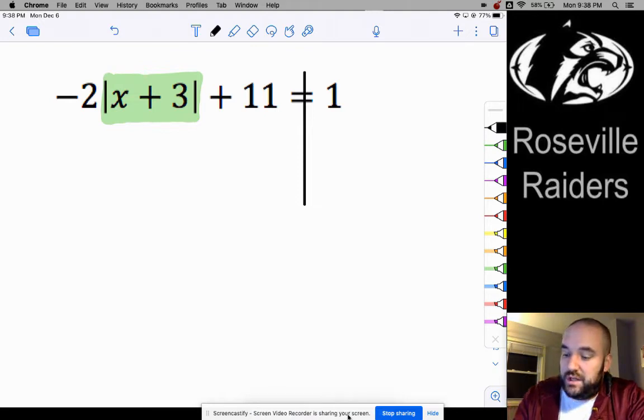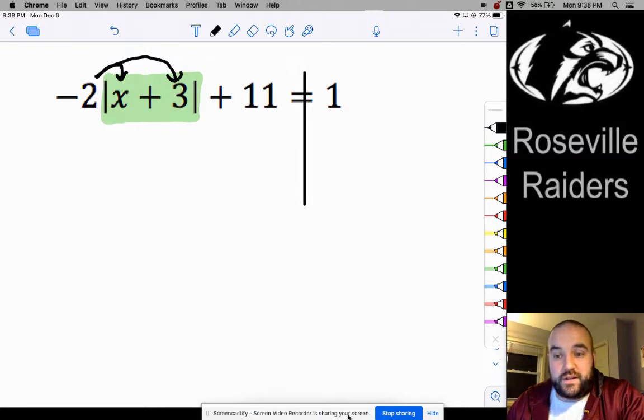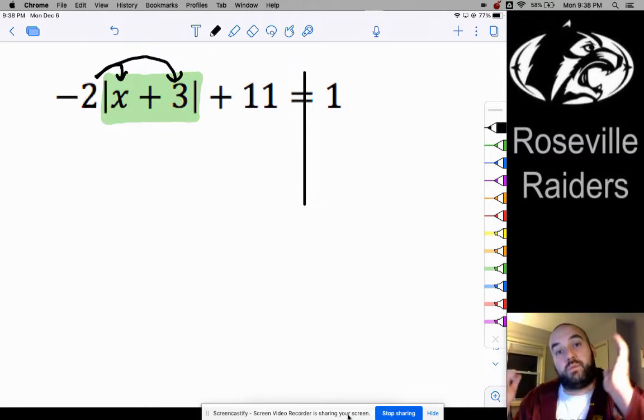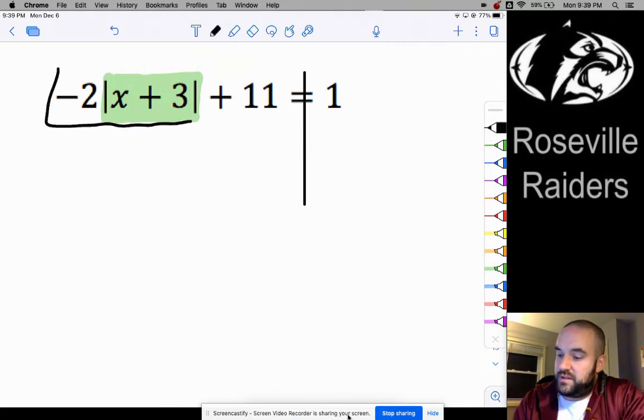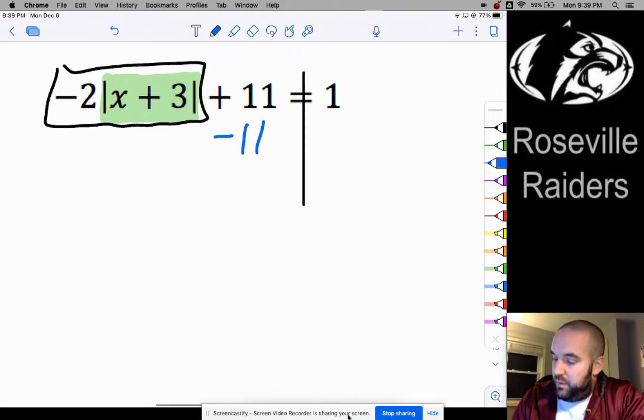Now, one thing I didn't mention is you cannot distribute across absolute value. So if it was negative 2 times parentheses x plus 3, I could distribute the negative 2. We actually cannot do that with absolute value. There's a small time that you can get away with it, but we're just going to get rid of that negative 2 another way. Before I do that, this would all be considered one big fat term. So I need to subtract 11 as my first step. I want to subtract that constant 11 from both sides.